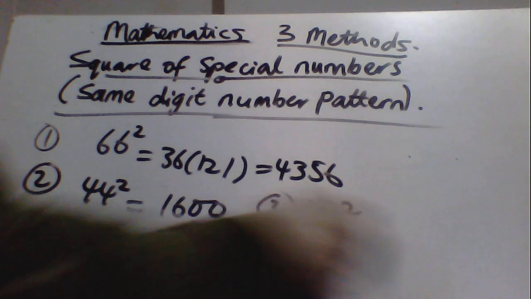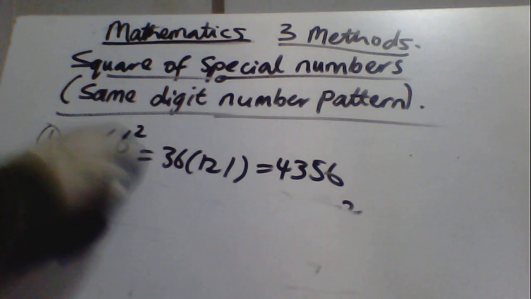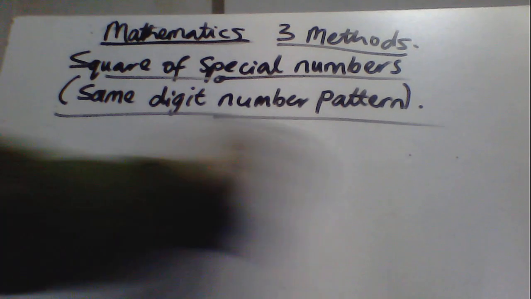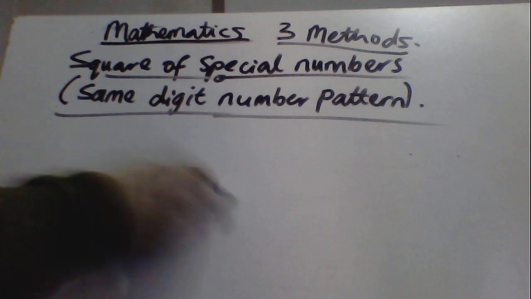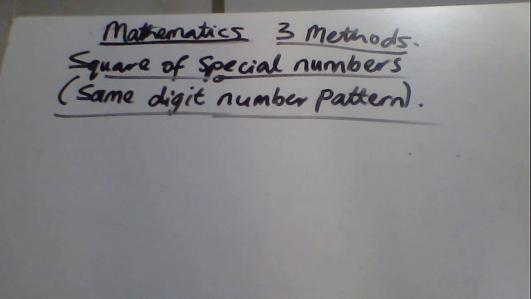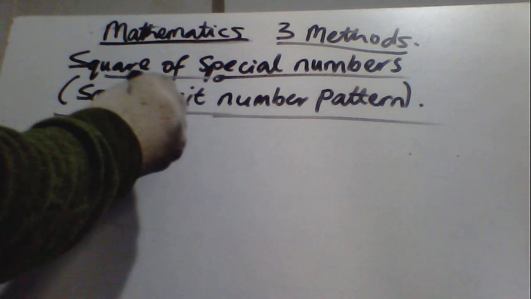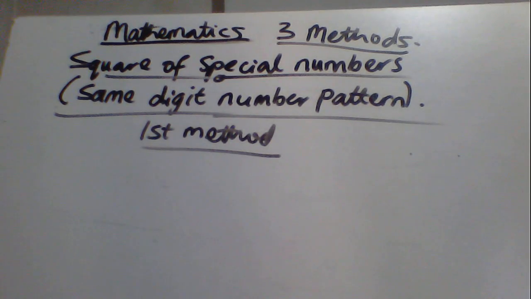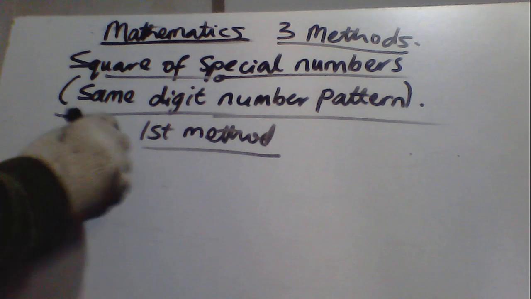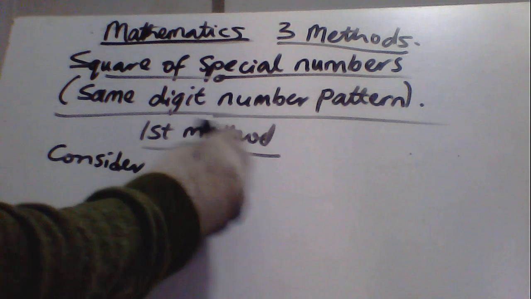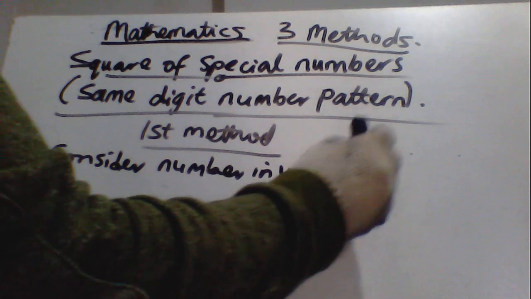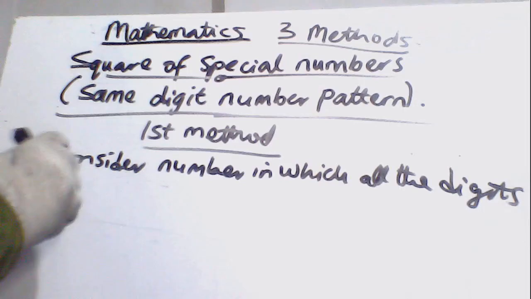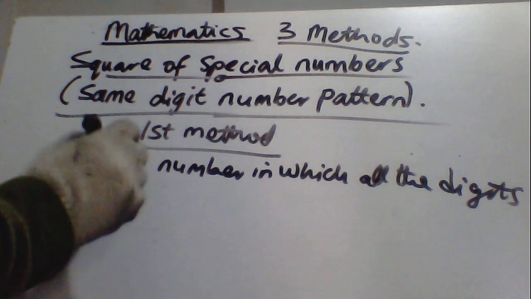Let's go to method 1. Before we can solve a problem involving method 1, let's look at the patterns of a number in which all its digits are 1. Our first method requires you to consider numbers in which all the digits are 1.